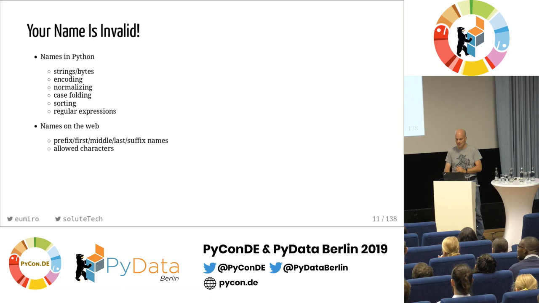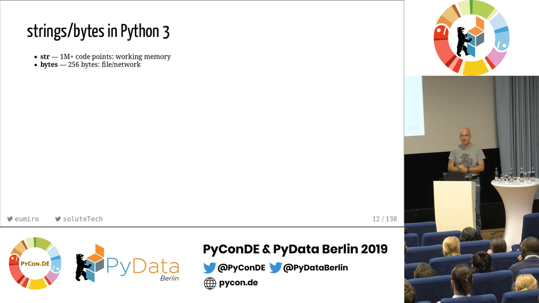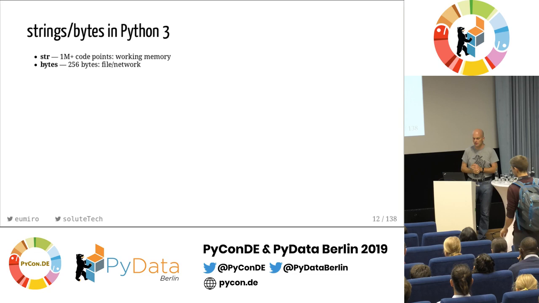So, Python 3 gave us finally the great distinction between strings and bytes. What is a string? A string is a series of characters. Each character is one of the over 1 million code points of Unicode. And this is what you would have in the working memory. You don't really mind how one character looks like, if it is one byte or several bytes long, because in the memory you access it, you see the length of this character as one, and it offers you over 1 million code points, so most alphabets and a lot of symbols that are used all around the world.